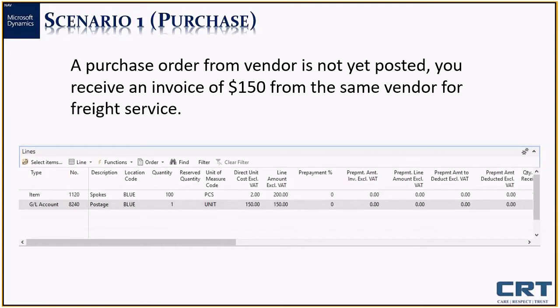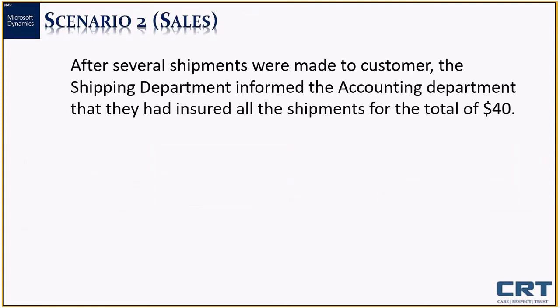Alright, on the other hand, we have the sales scenario as well. You have several shipments already made to your customer, but your shipping department informs you that they have insured $40 of the goods for all those shipments. So as an accountant, how are you going to treat this $40 as part of the cost of the item? Are you still going to use the GL account? Alright, in this scenario, we suggest using item charges because this will affect your profit directly. Later you will see the posting result, and then you can have a further understanding of how it affects the cost and also the profit.